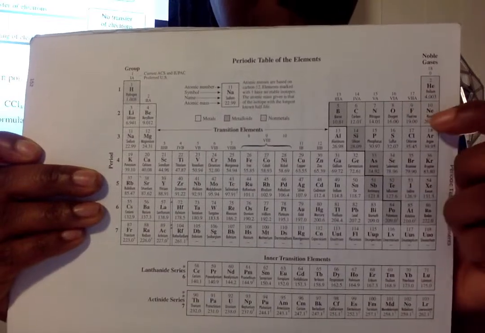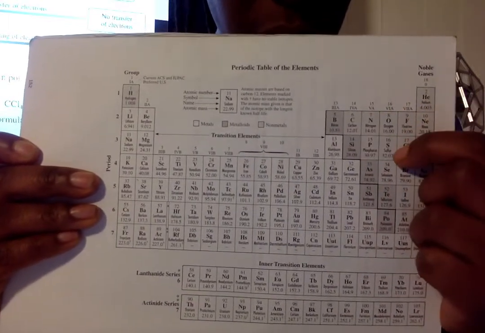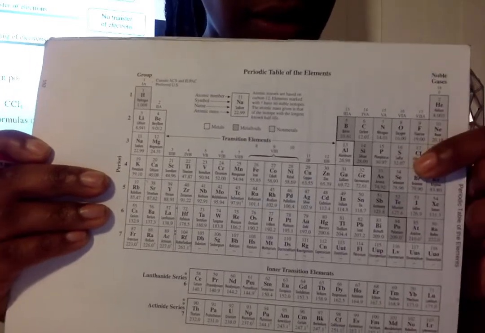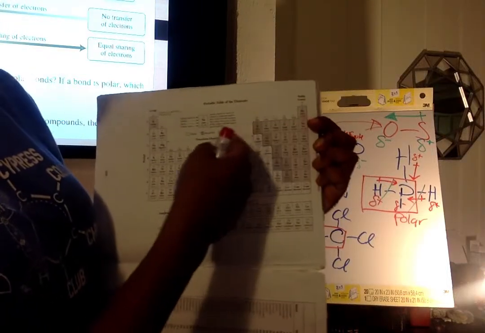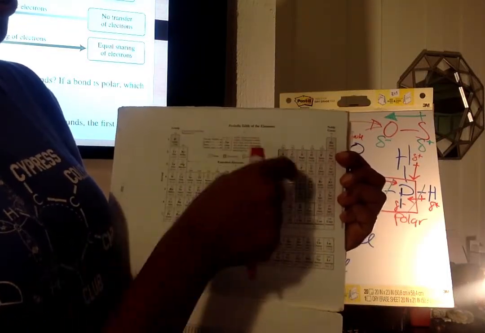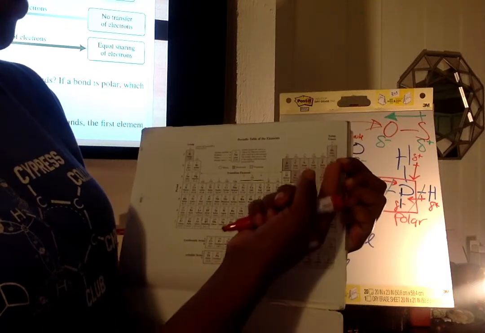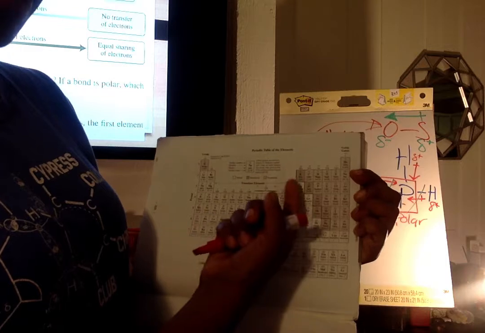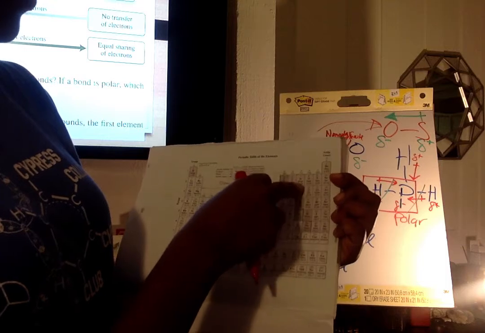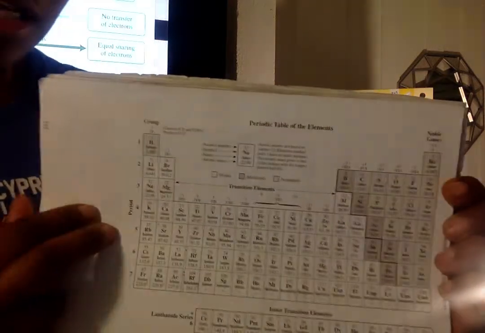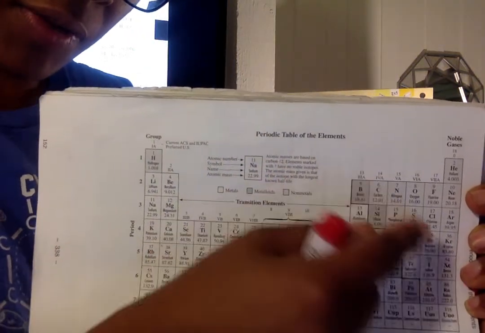Wait, carbon and chlorine, right? Okay, so if electronegativity is decreasing as we go this way, and we went over 5 and down 2, while chlorine went over 2 and down 2, then this one is less electronegative than chlorine. So the chlorine is going to have the partial negative, and the carbon is going to have the partial positive. Does that make sense? Because here's the carbon, and then the chlorine is here.